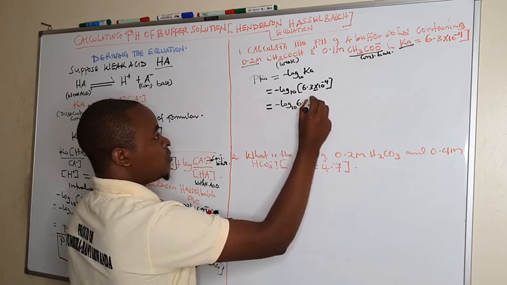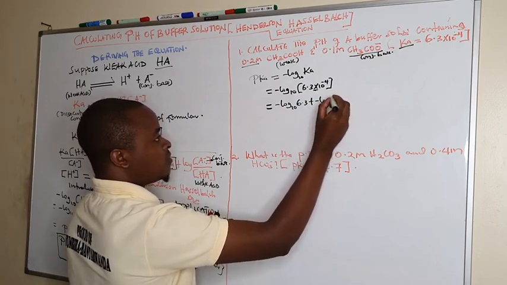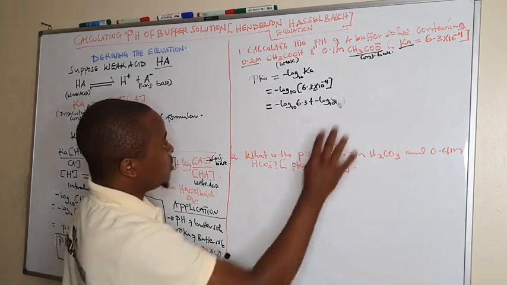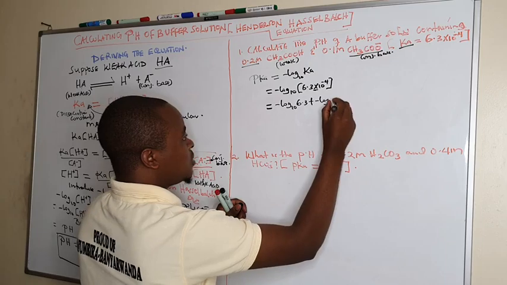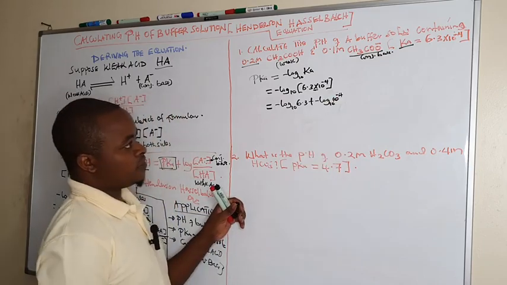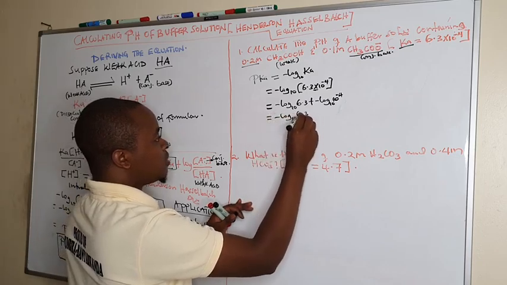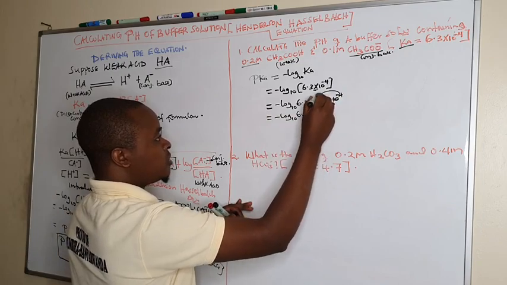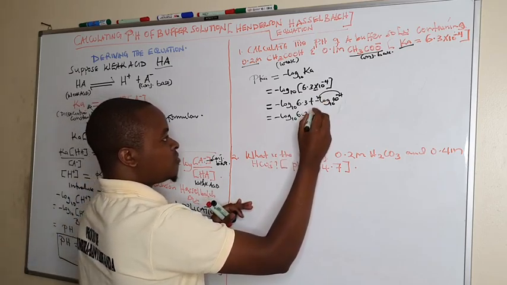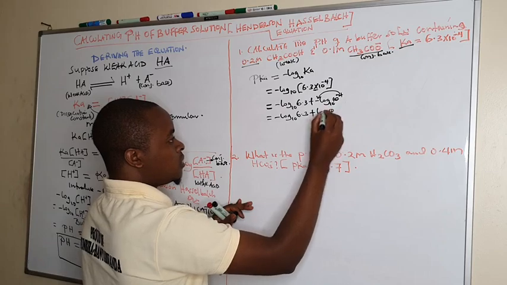6.3 plus negative log base 10 of 10 to the power negative 4. And this one is going to be negative log base 10 of 6.3. Then this negative 4 counts at this point, and with another negative, it becomes a positive. So it becomes plus log base 10 of 10.